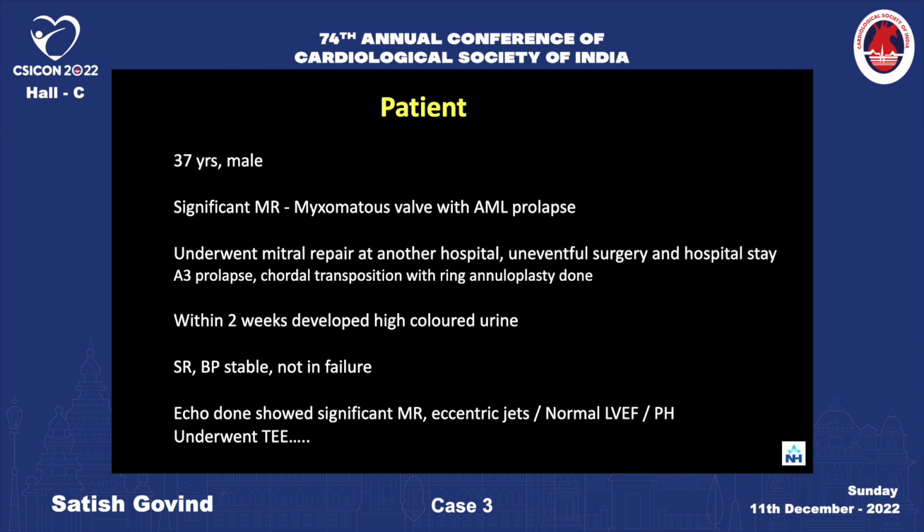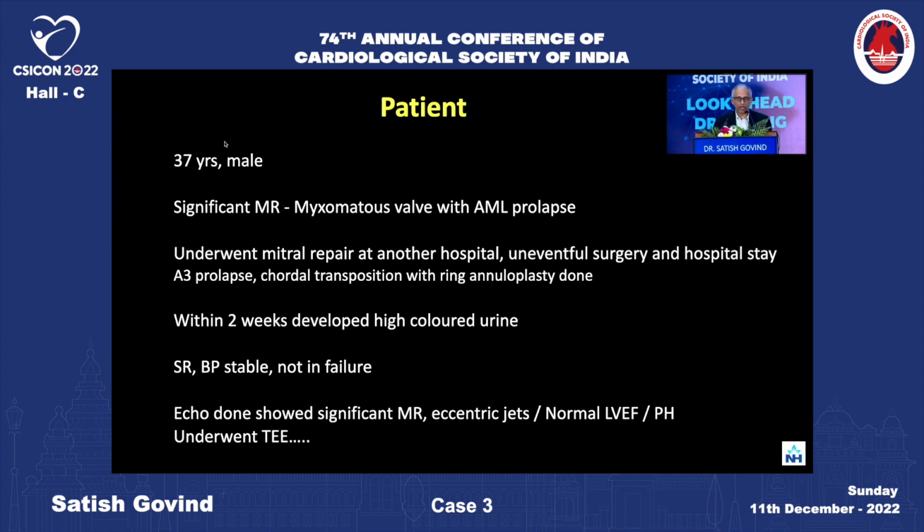The surgery was uneventful, and he did well. And the surgical notes stated that he had an A3 prolapse, and they did a caudal transfer, and they also put a ring annuloplasty. He was doing well, but within 2 weeks, he developed high colored urine, which started to get more and more, and he became concerned. And then he reported to the hospital, and later he came to us, and he was not in failure.